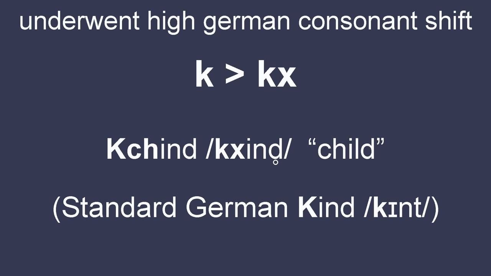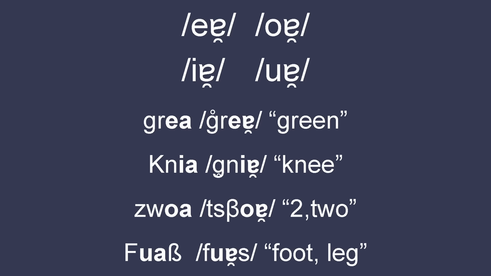Bavarian underwent the High German consonant shift, and made the change of k shifting to voiceless velar affricates. Bavarian is also notable for its diphthongs ending with a, those being ea, oa, ia, and ua.